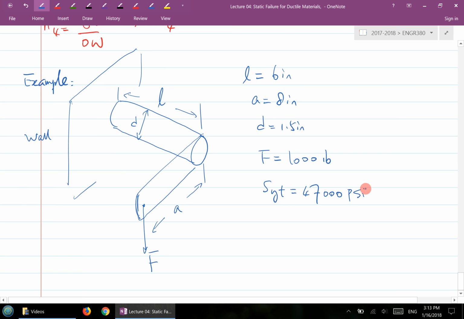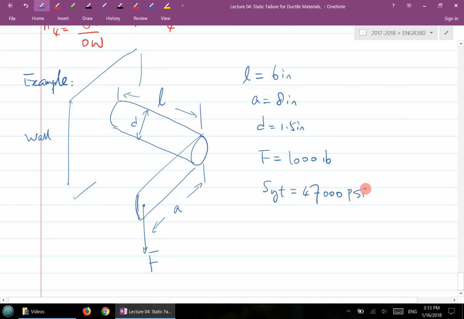So what do we mean? First of all, when you have a system here, what do we mean by critical location? The critical location must be where? It must be a location that possibly has the maximum stress. I don't care what kind of stress. It must be a location that has the maximum stress here.